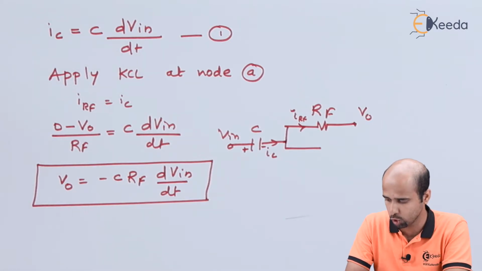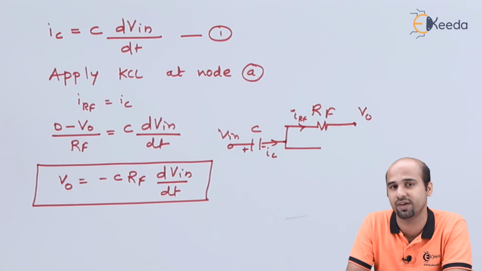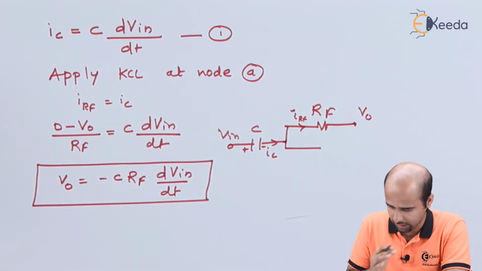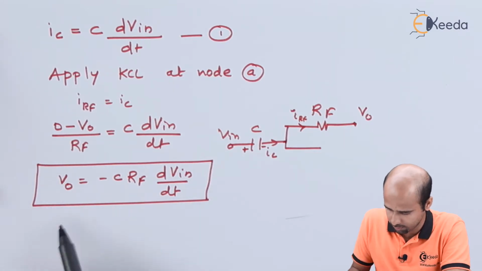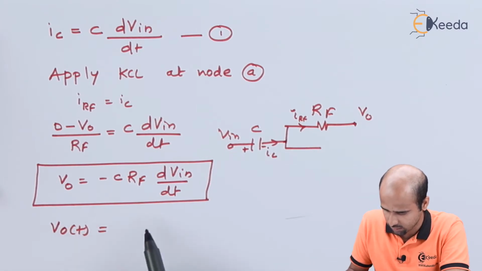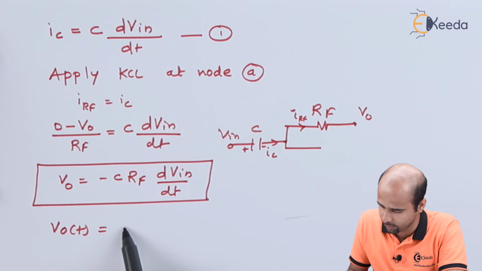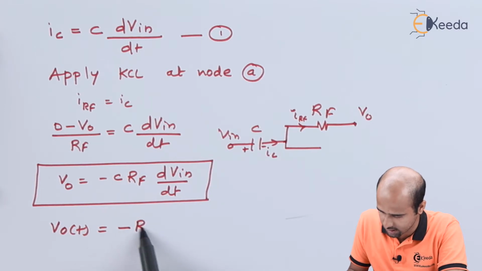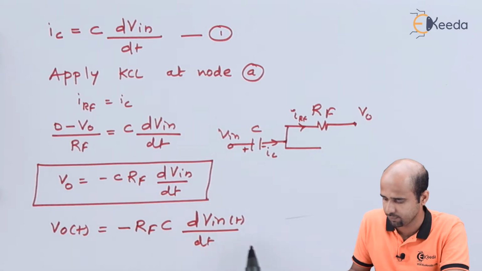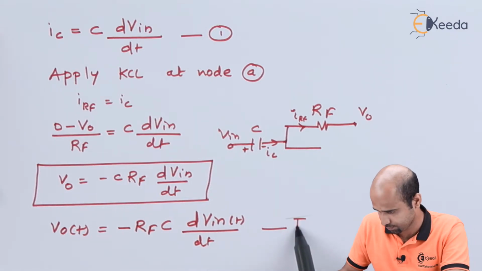Now we'll have to go for the consequences we face at infinite frequency and zero frequency as well. We can convert this complete VO term. Initially we have this expression in the form of the time domain. So we can represent this in the form of RF into C multiplied by d Vin of t divided by dt. This is in the time domain.